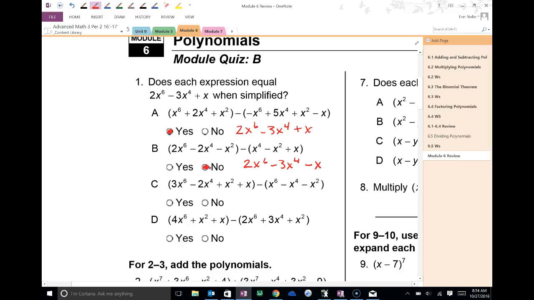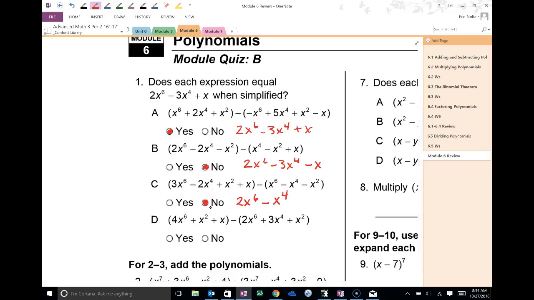Okay, C. How many x to the 6th do I have? 2. How many x to the 4th? Negative 1, right? Everybody see how you get negative 1 x to the 4th on that one? I'm going to stop right there, because that is not our x to the 4th term.